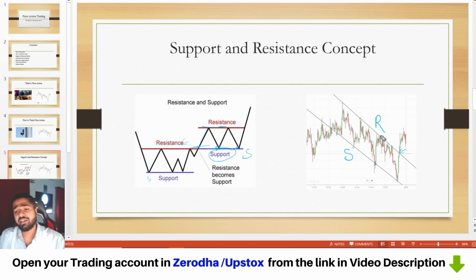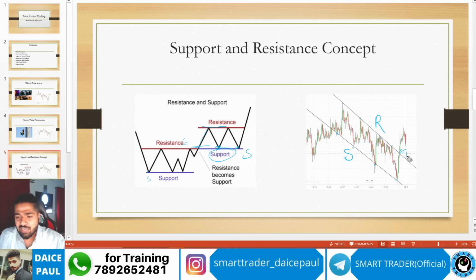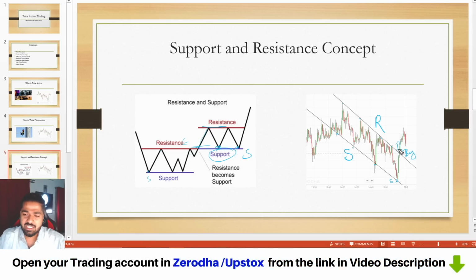So let's say you are a trader who doesn't want to take risks, so you're waiting for a breakout. Finally there was a breakout here, so you wanted to buy your shares over here, so you did a buy only when it broke out. If it was breaking the support, you would have done a sell, but it broke the resistance. Now you are going to buy this particular share.